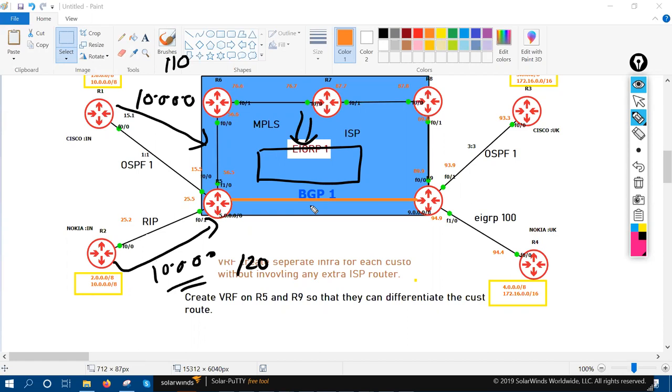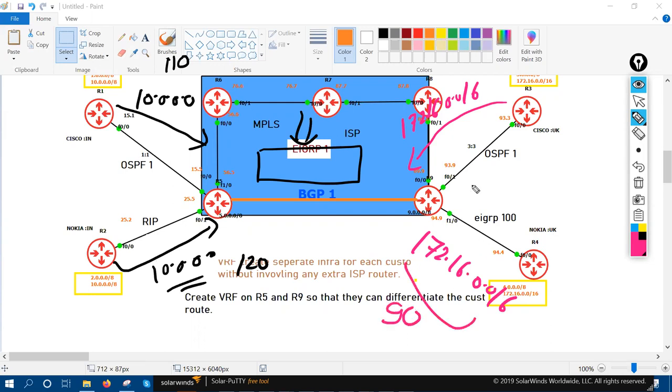Same way from this side. This guy says this 1.16.0/16, right? This one, EIGRP, 90, and this side, 110. Which route will I put in the VPN?